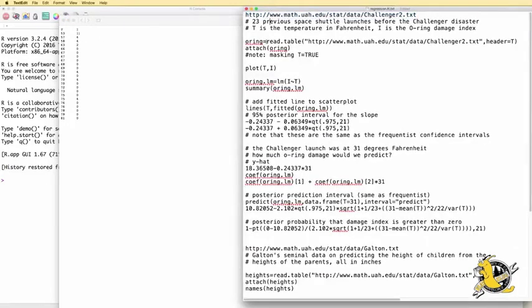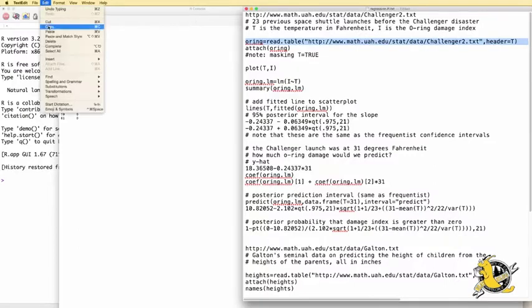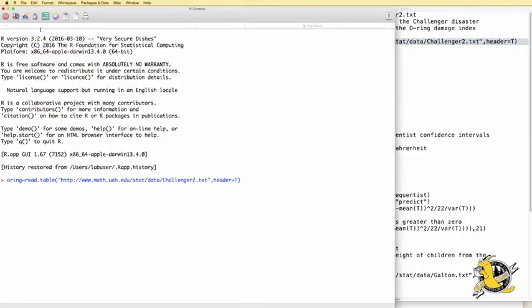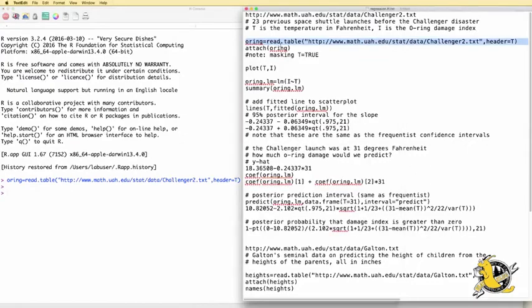In R, we can read in a data set directly from a URL online using the read.table command. So I'll do that here, store it in an object called O-ring, and this one does have labels, so we'll specify header equals true. Just a note here that after I tell it to paste, I have to hit the return key to get R to execute that. All right, we've read in this data set.